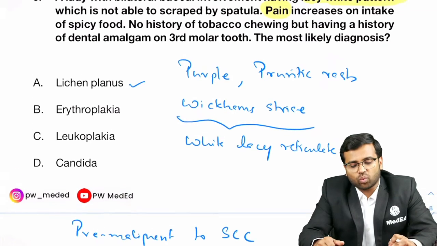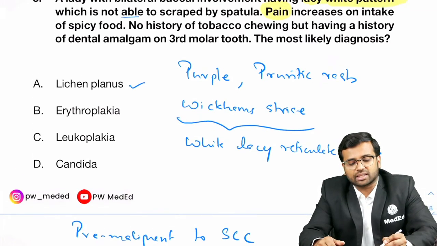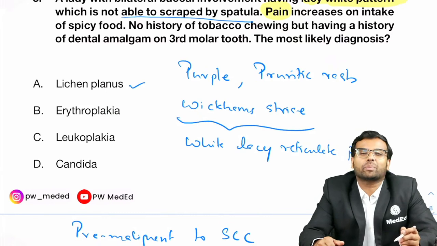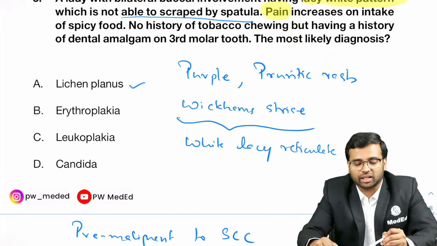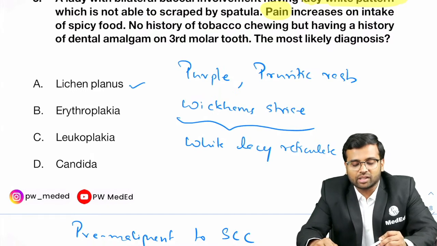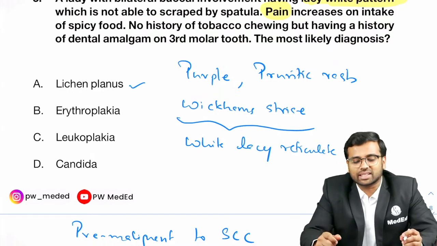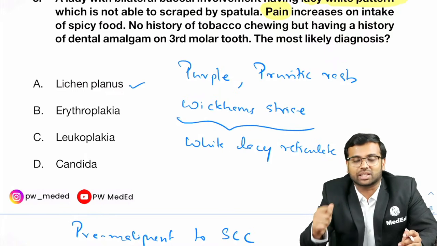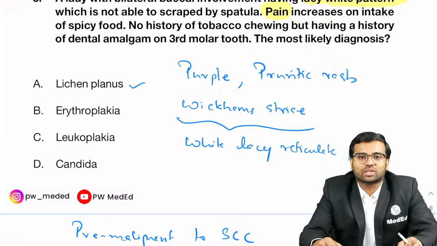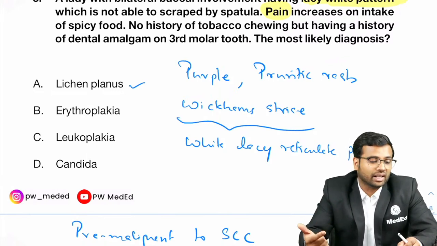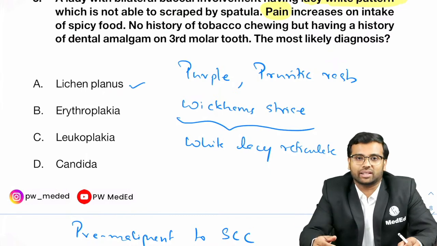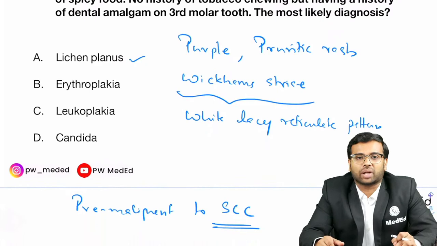Now in this case, why did they mention that this is a lesion which cannot be scraped by a spatula? Which of these lesions can actually be taken away like a membrane? Among all these options, is there any lesion which can be scraped off with a spoon or a spatula? Yes, that is seen in oral thrush or candidiasis. But that does not happen in the case of lichen planus.